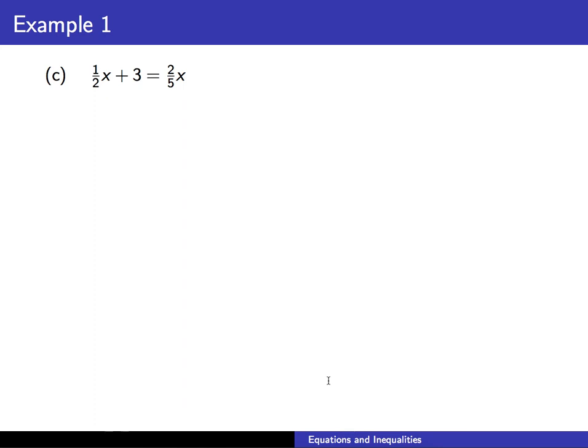Part C, this time we have some fractions to deal with. We have 1/2 x plus 3 equals 2/5 x. And if we subtract the 1/2 x from both sides, we'll get 3 equals 2/5 x minus 1/2 x is negative 1/10 x. We could have also subtracted the 2/5 x from both sides, but instead we here just subtracted the 1/2 x. So now my variable's on the right hand side.